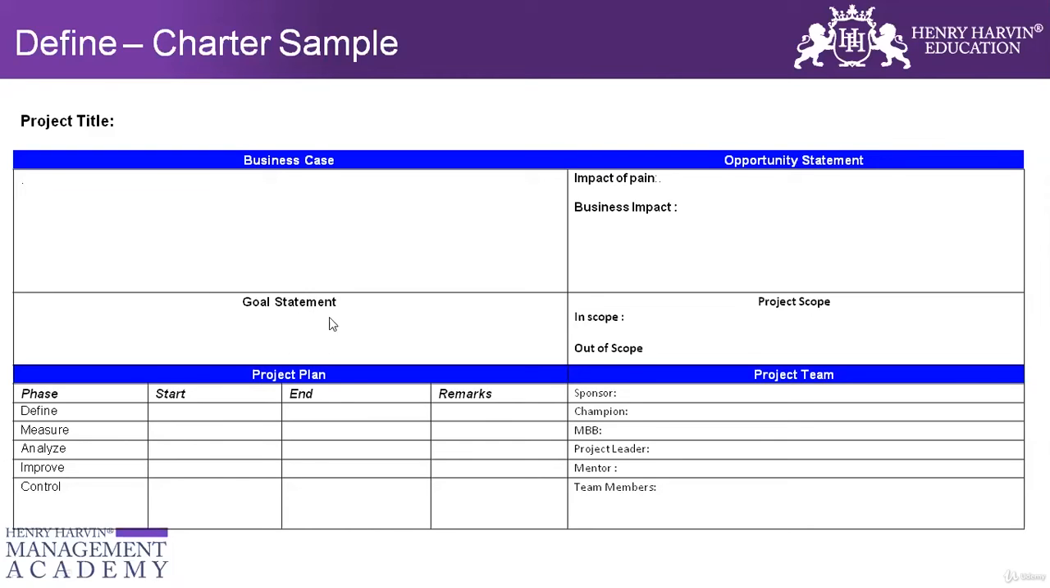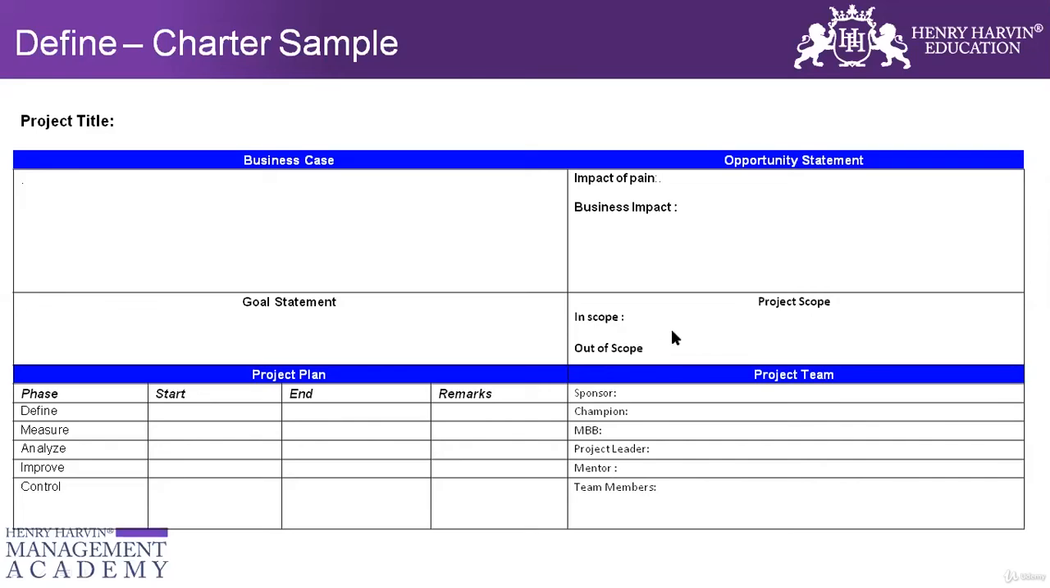This is a goal statement, a SMART goal statement: specific, measurable, attainable, relevant, and time bound. Mentor is any quality mentor who's supporting you, mentoring this project, and various team members from different teams who are helping you to achieve this desired outcome.